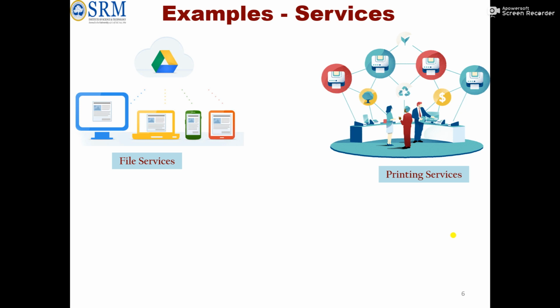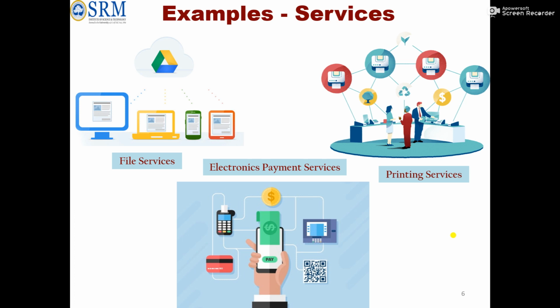And the third service we are using very often is called electronic payment services. By using these electronic payment services, we are buying goods and various products. So these all are distributed in nature. Now we are trying to accomplish the task, whether it is file sharing, printing, or ordering any product. We are trying to utilize those distributed components or distributed resources by using the set of services, that is, by using the set of predefined operations.